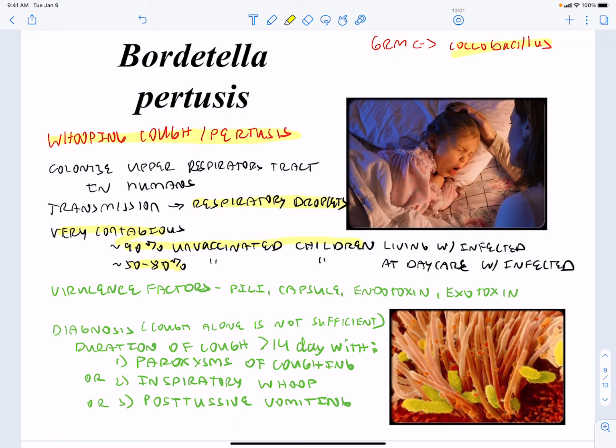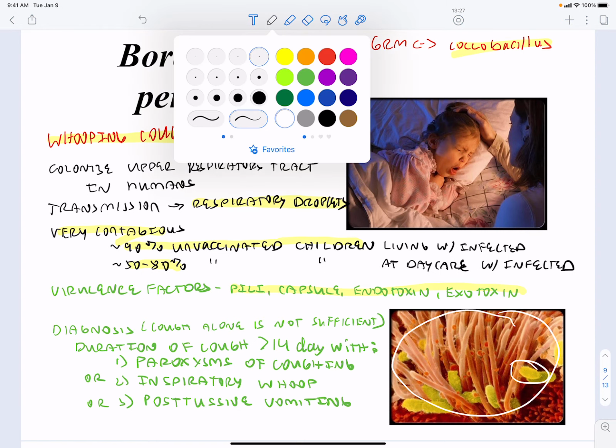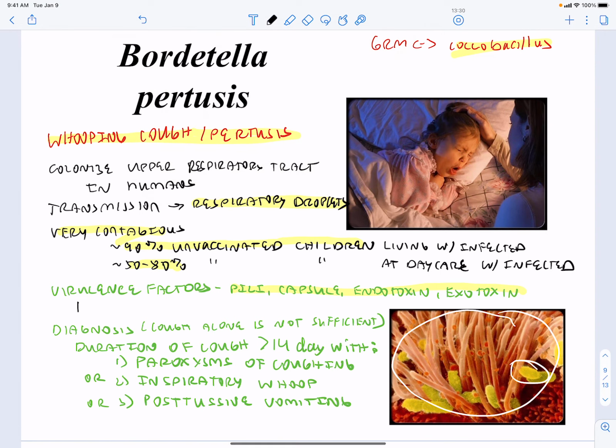The virulence factors are very similar to what we've already been talking about with this group. It has pilus in order to bind to our cells. It has a capsule, an endotoxin, and an exotoxin. Bordetella pertussis toxin is going to kill ciliated cells. So you can see in this bottom picture here, we have a picture of the ciliated cells with our bacterium attached, and Bordetella pertussis toxin, PT, kills our ciliated cells.